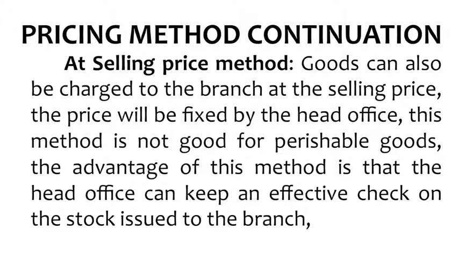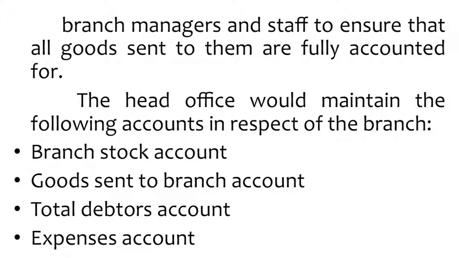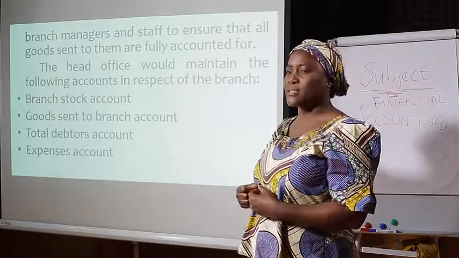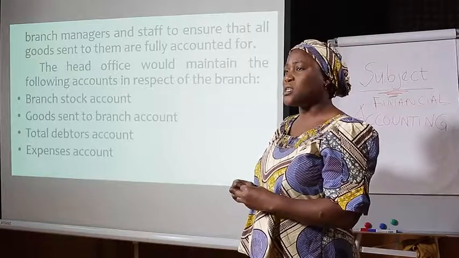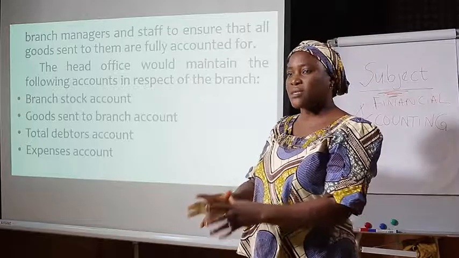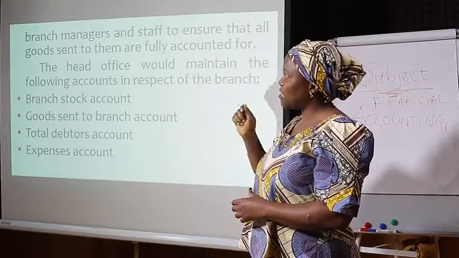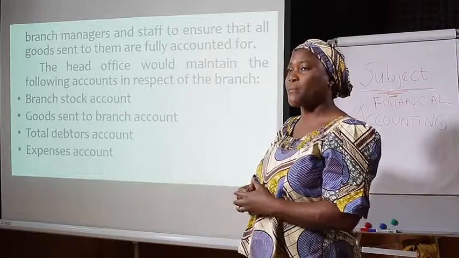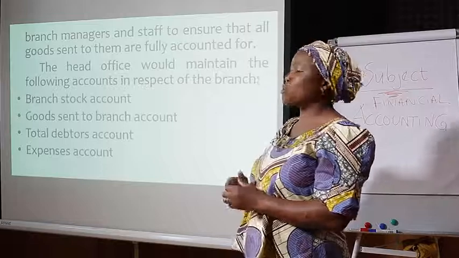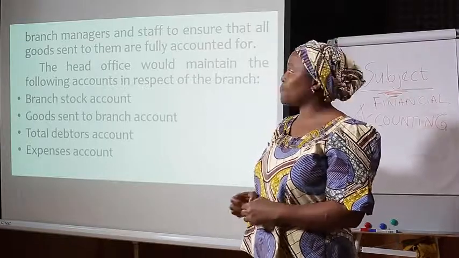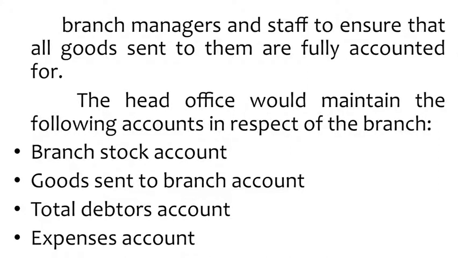The advantage of this method is that the head office can keep an effective check on the stock that has been sent to the branch, and also keep a check on the branch managers and staff, to ensure that goods sent to them are accounted for. What do we mean by this? That means the selling price method is where the head office sends goods to the branch. They are the ones that fix the prices, in order for them to have a check on the stock that has been sent, and also on the managers of each of their branches, and the staff, to ensure that goods they have sent can be accounted for.